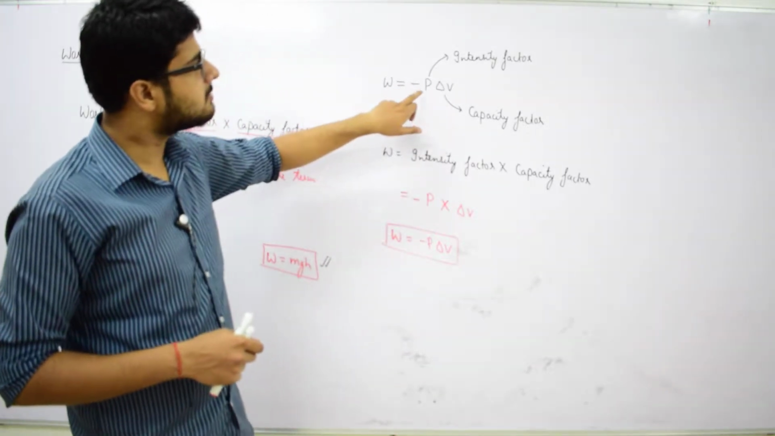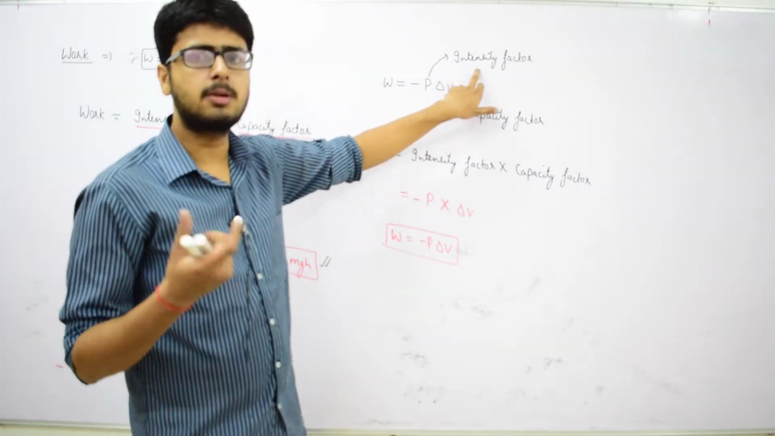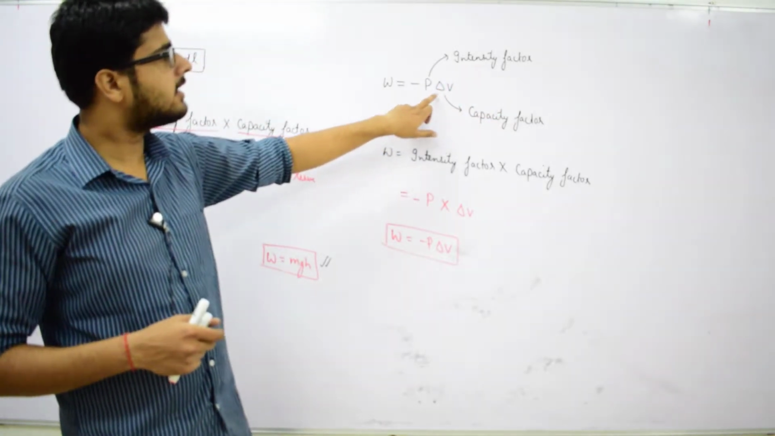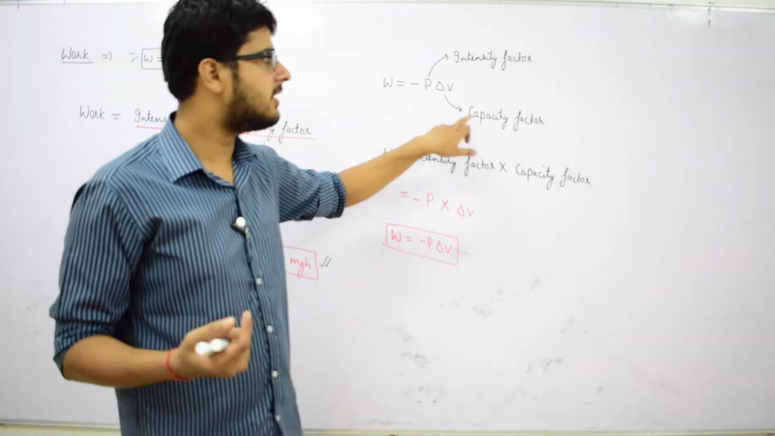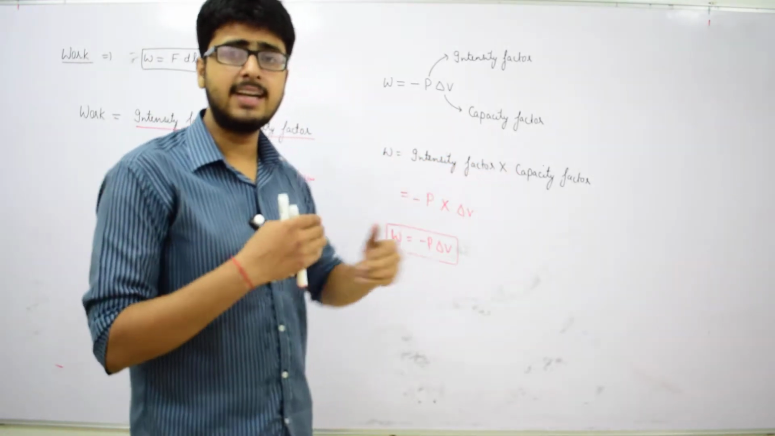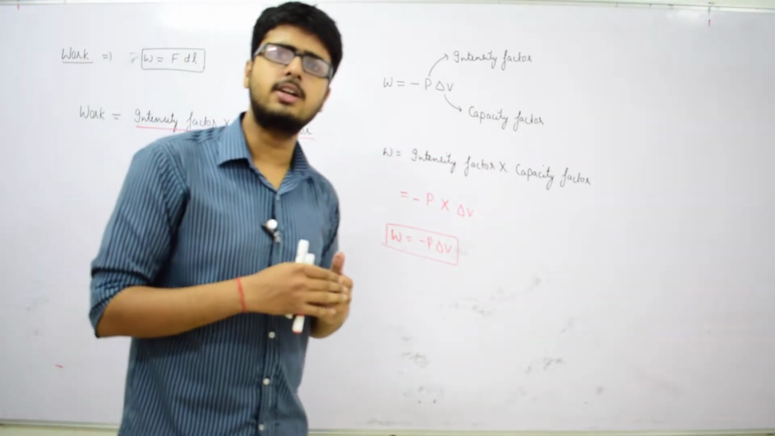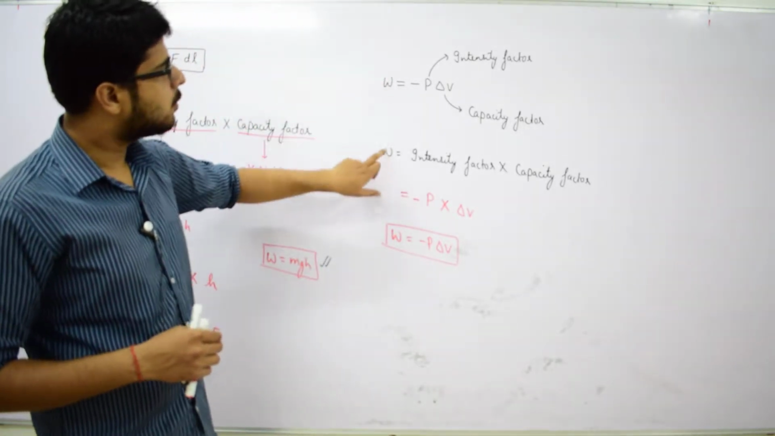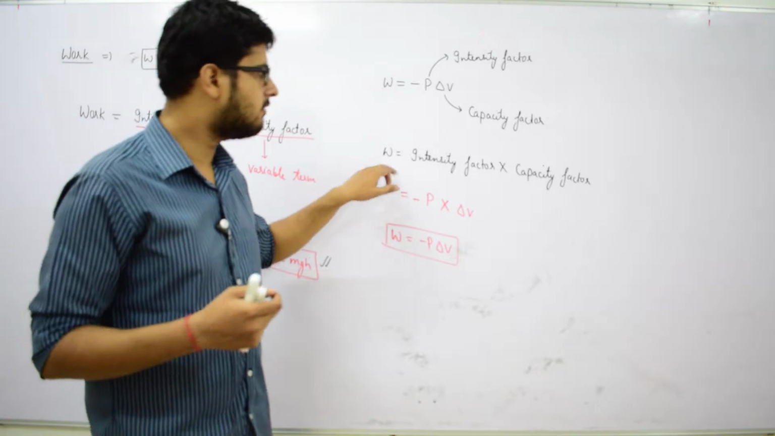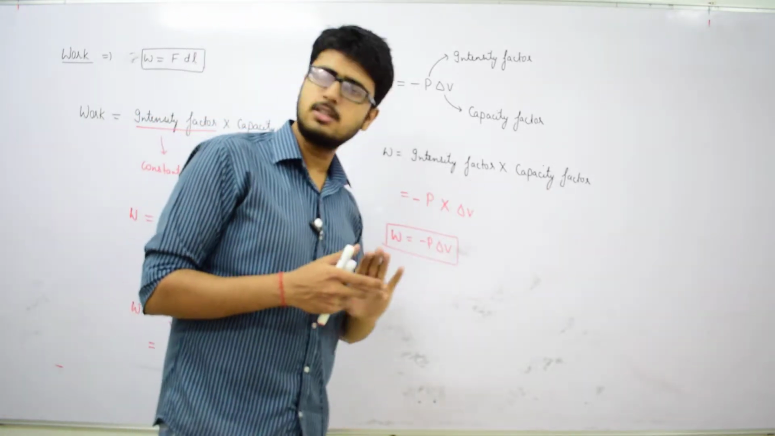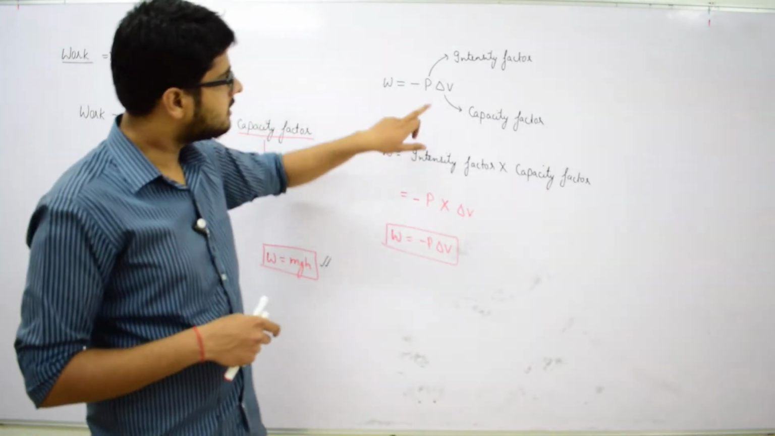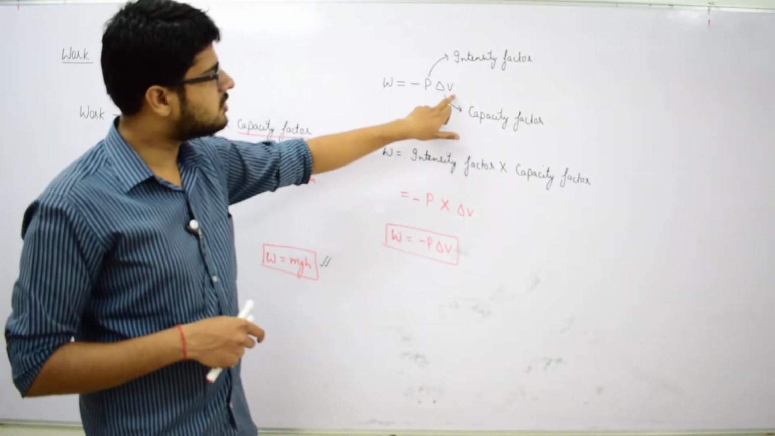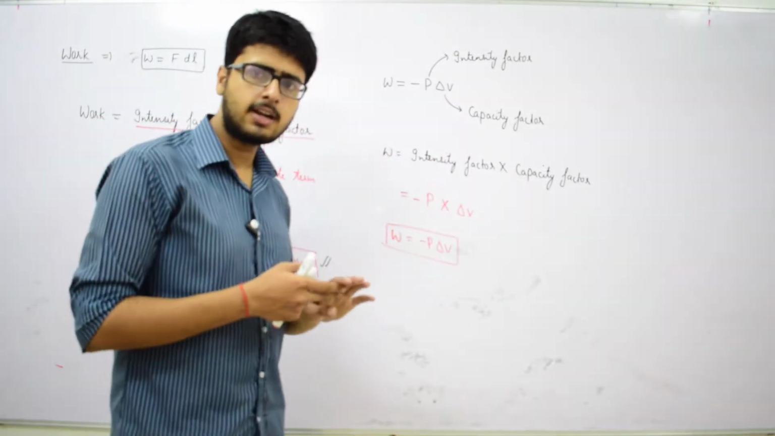So, in this case, P is our intensity factor, because P is a constant term, pressure will remain constant, but delta V is the change in volume and it is our capacity factor. Its value will change according to the time and physical conditions. So, again here work done is a product of intensity factor and capacity factor. So, in this case, pressure is our intensity factor and change in volume is our capacity factor.